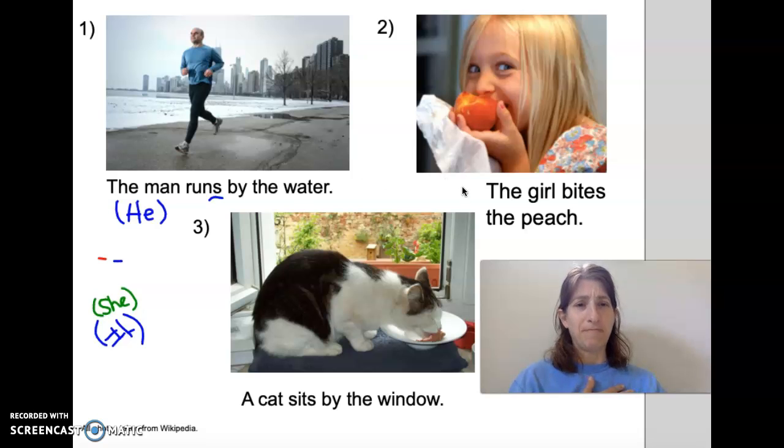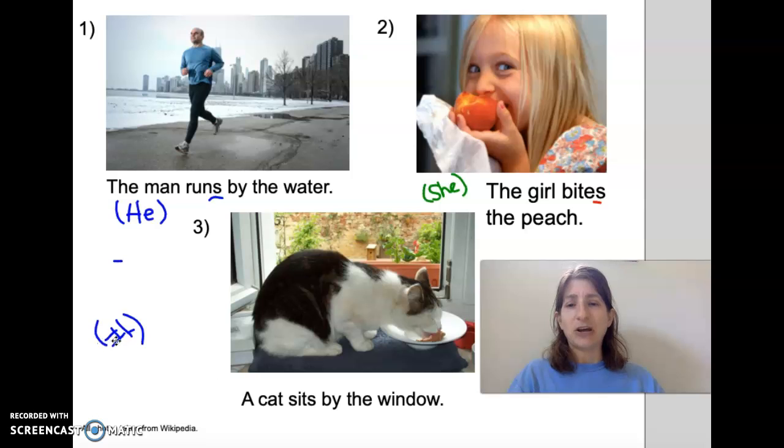Look at the second one. This picture is about the girl. Well, the girl, that's like saying she. What does she do? She bites the peach. I can't say the girl bite the peach. It's something that she usually does, and the subject is like saying she. So we have to make sure we put an s on the end of what she does. She bites the peach.